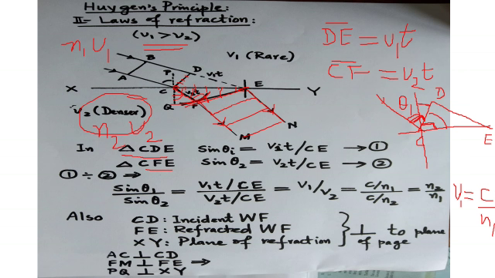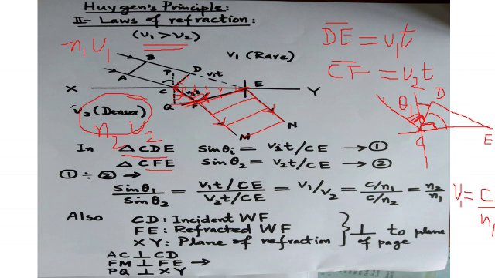Okay, so now we come to the second part of the law of refraction, and that is the incident rays, the refracted rays, and the normal at the point of incidence must all lie in the same plane. Okay, so the plane over here is the page, and what is CD? CD is the incident wavefront. What is FE in this figure? FE is the refracted wavefront. What is XY? This is the interface, which is called the plane of refraction as well.